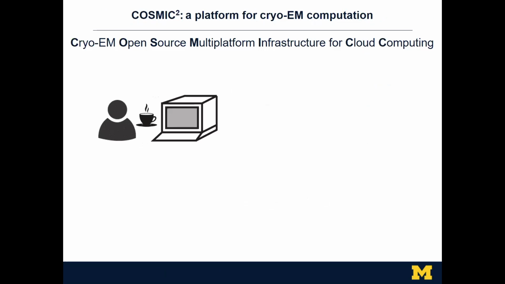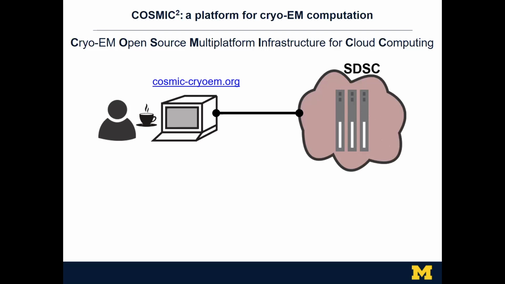So we apply this automatic pipeline to COSMIC2, which is a platform for cryo-EM computation, and it's a science gateway. The idea is just to offer free computing for academic users. So basically, users upload their data to our science gateway, and they can use the computing resources in SDSC, which is San Diego Supercomputer Center.